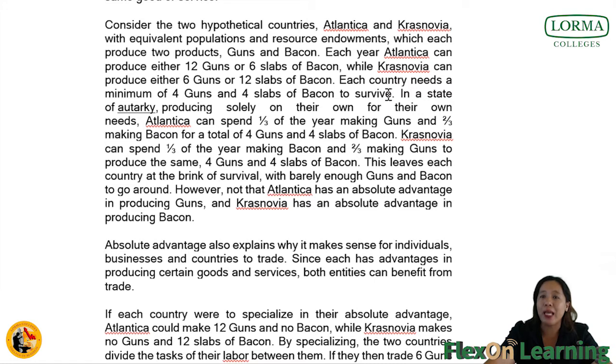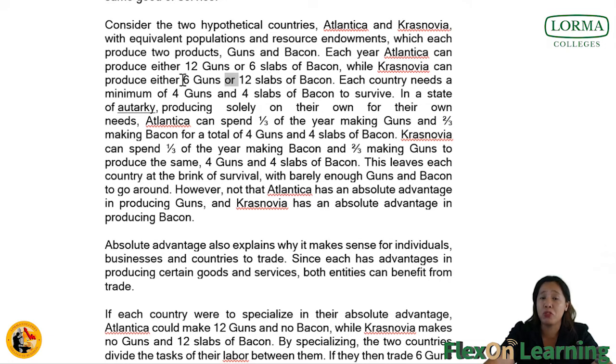So what happens if you need 4 guns and 4 slabs of bacon to survive? It means that Krasnovia has a surplus in 6 guns compared to the minimum of 4 guns. Okay, so there's a surplus of 2 guns. But it's either 6 guns or, if not, 12 slabs of bacon. So you have to take note of the word or. That country must choose either guns or slabs.